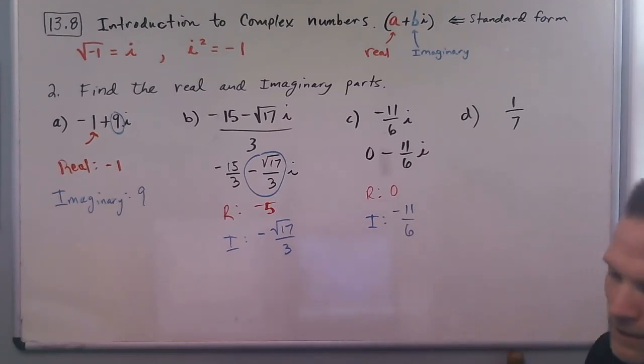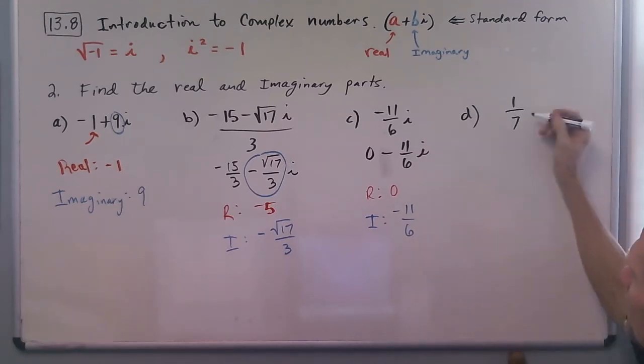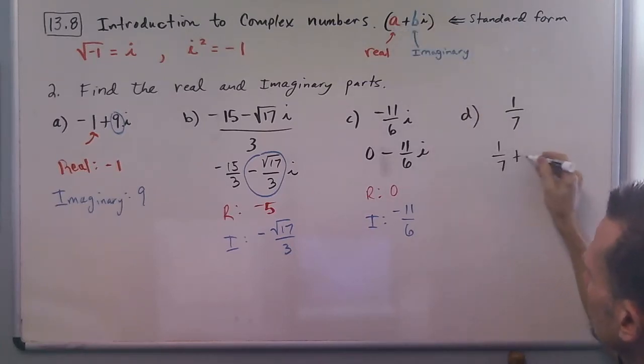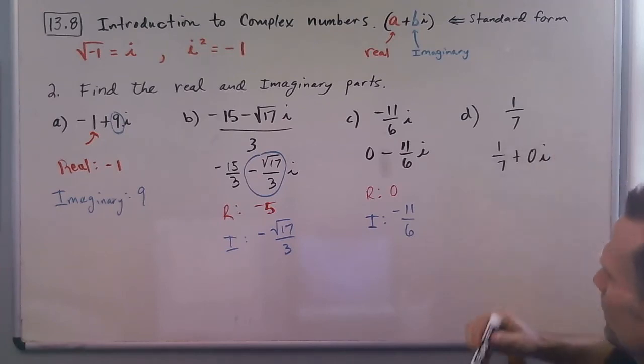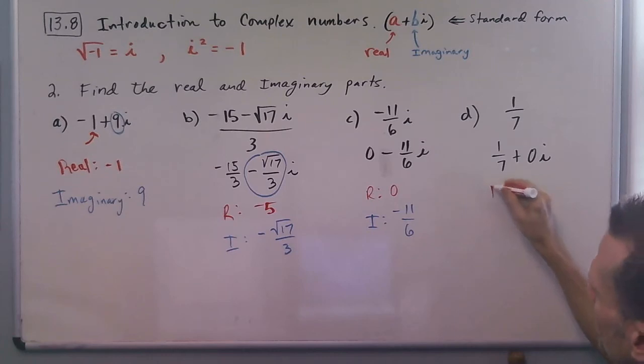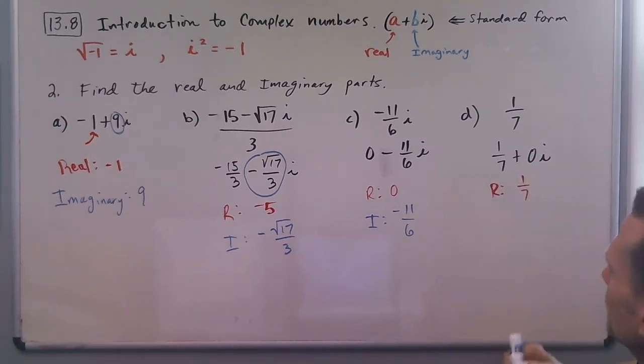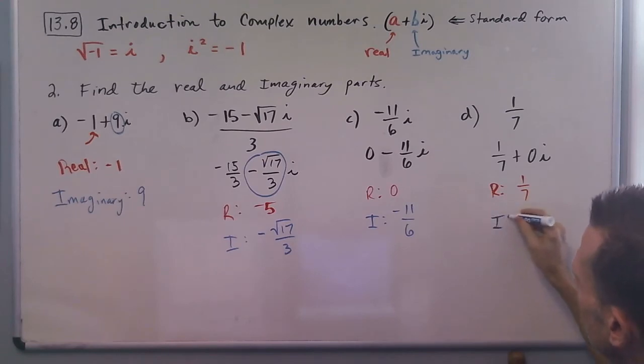Okay. And then looking at the last one here, now this is a real number, but when we want to write it in the complex number form, we have to think about it's 1/7 plus 0i. And so we have the real part is 1/7, and then the imaginary part is 0.